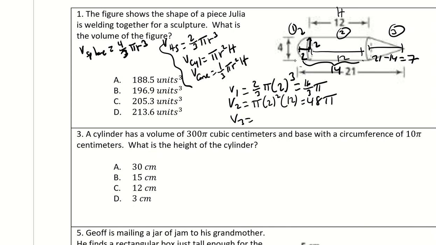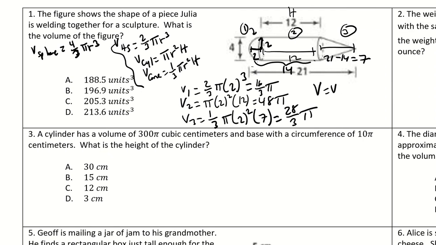Okay, so in this case, the volume of a cone is 1/3 pi r squared h. Pi times r squared times h, which we said was 7. So that's 4, 2 times 2 is 4. 4 times 7 is 28. 28 times 1/3 is 28/3. We got 28/3 pi. So now we're going to add them. The total is V1 plus V2 plus V3. We're going to add up all these on the calculator, and you're going to get 196.7. So the answer is B. 196.9 is the closest answer.